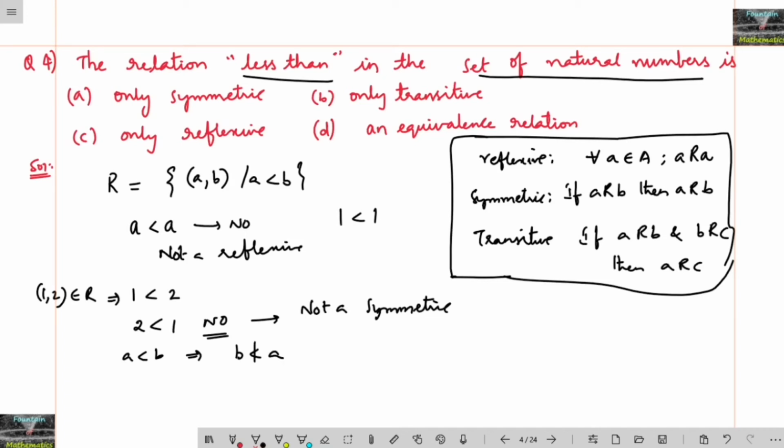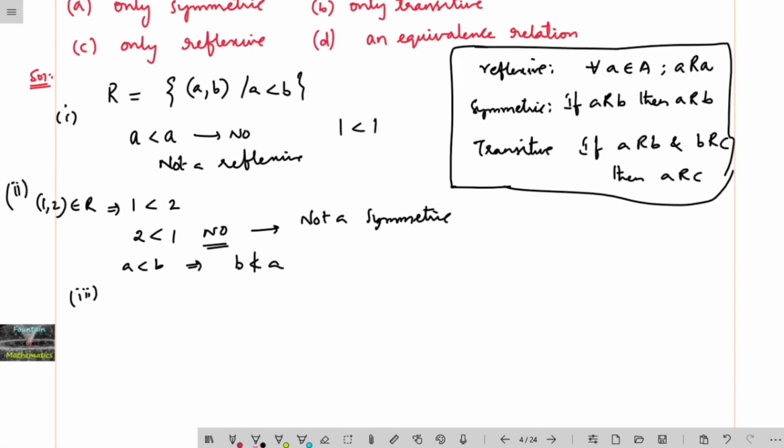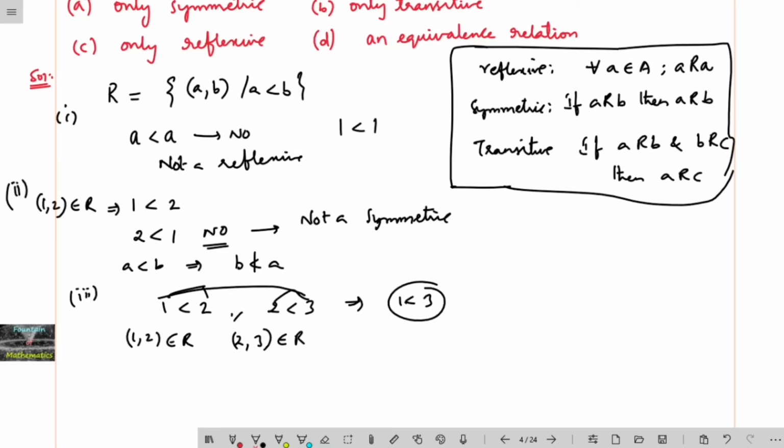And coming to the third, transitive. Let us check the transitive case. If 1 is less than 2, meaning 1 comma 2 belongs to R, and 2 is less than 3, that is 2 comma 3 belongs to R, then can you say 1 is less than 3? 1 is less than 2 and 2 is less than 3. Yes, 1 is less than 3. So here we can say 1 comma 3 belongs to R.